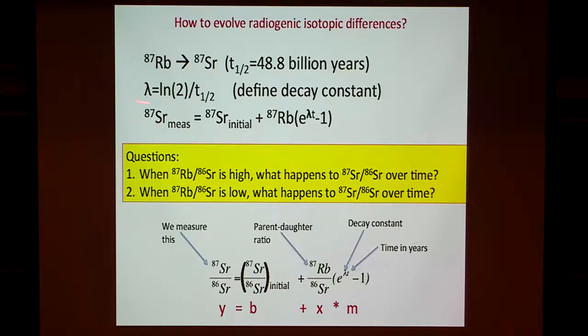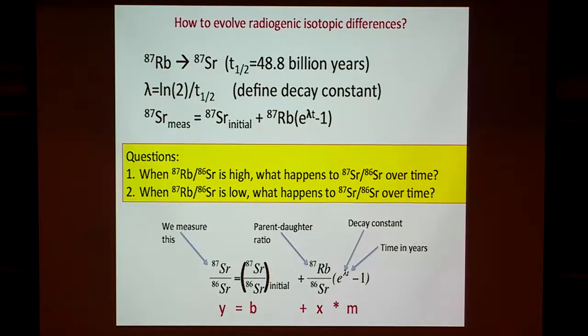So here's the simple equation. Here we have the strontium-87 that we would measure in the laboratory today. Here's the strontium-87 initially that your system started with way back in time, where time is t. Lambda is your decay constant. And 87 rubidium is the amount of 87 rubidium that you have in your system now.